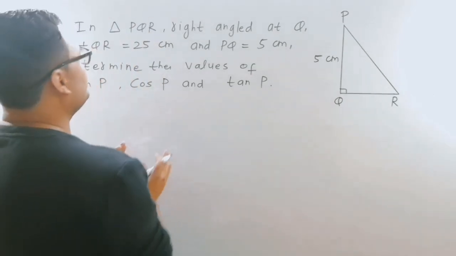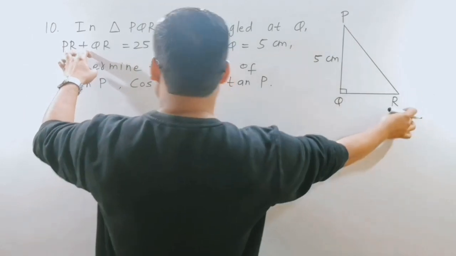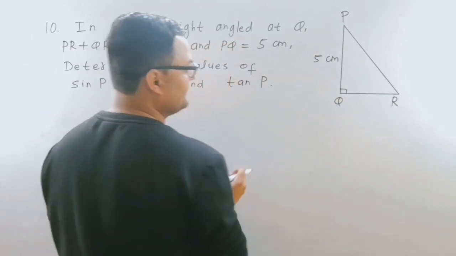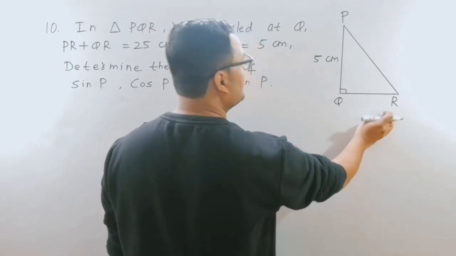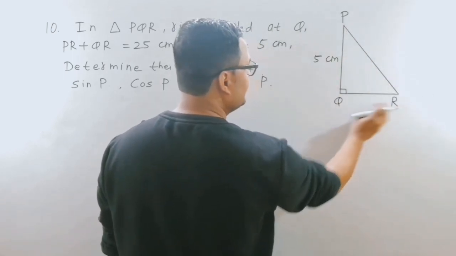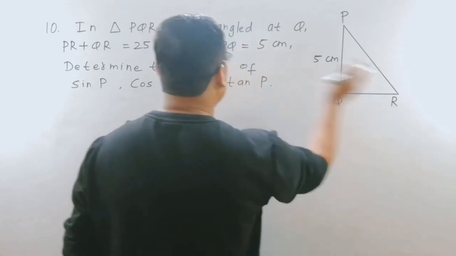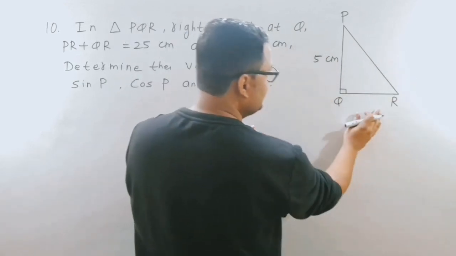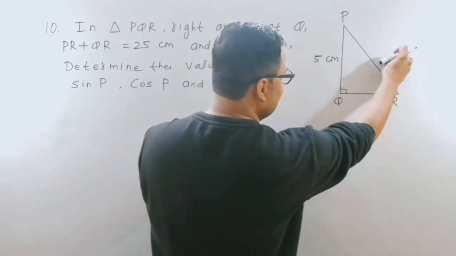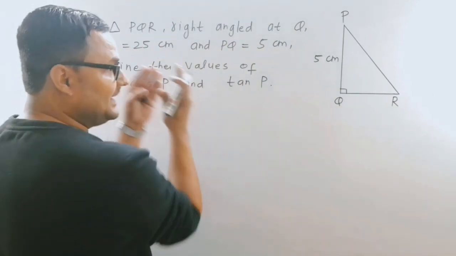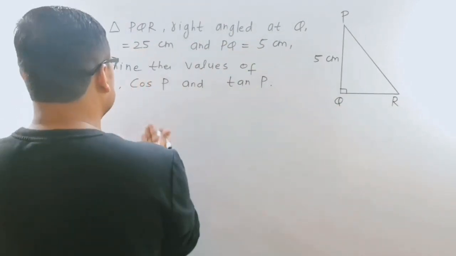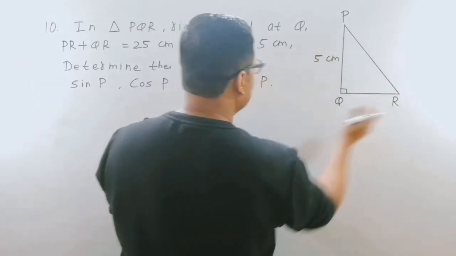Now think, PR plus QR is 25. If PR is 10, QR will be 15. If PR is 20, QR will be 5. Why? Because this plus this equal to 25. So if this is 10, this is 25 minus 10. So directly we cannot write the answer because we don't know what is PR, what is QR, we have to find.